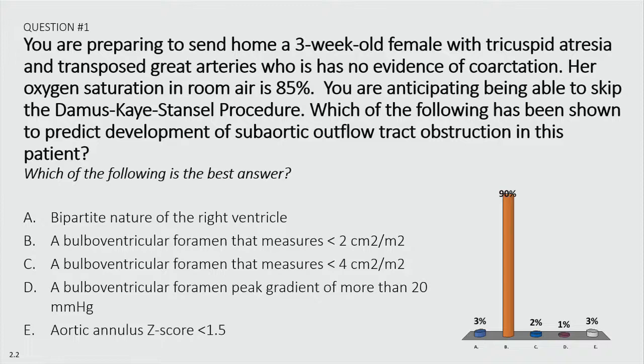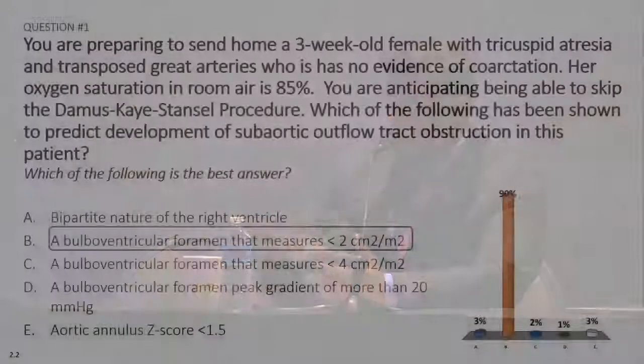And so most of you chose B, and the correct answer is B, so excellent work. Did you want to say anything about this? So we talked about how in double inlet left ventricle and in tricuspid atresia, when you have a hypoplastic small chamber that is communicating with a larger left ventricle, your bulboventricular foramen or VSD size should be 2 centimeters per meter square or larger. Otherwise, there is increased likelihood of long-term obstruction, right? So this is, again, the question is whether you should do a DKS at the beginning or not. This is a good predictor to think about, okay?